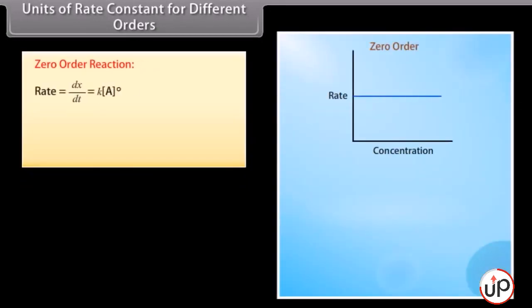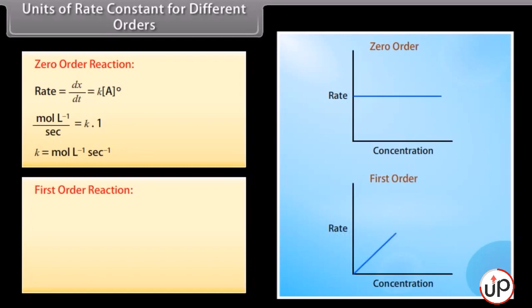Units of rate constant for different orders. Zero-order reaction. Rate is equal to dx by dt, which is equal to the product of k and a raised to the power 0. Thus, units of rate constant for a zero-order reaction are mole per liter per second. First-order reaction. Rate is equal to dx by dt, which is equal to the product of k and a. Thus, the unit of rate constant for a first-order reaction is per second.